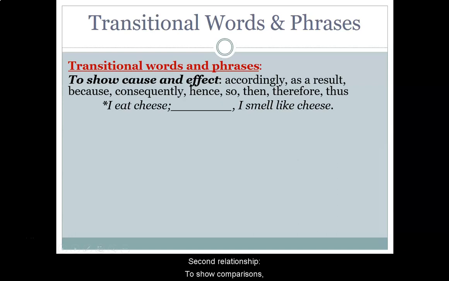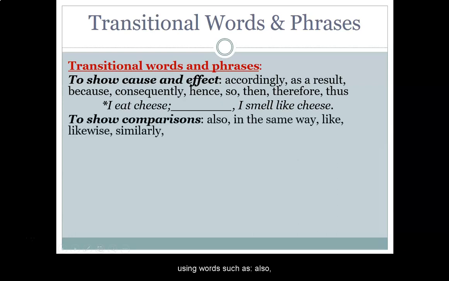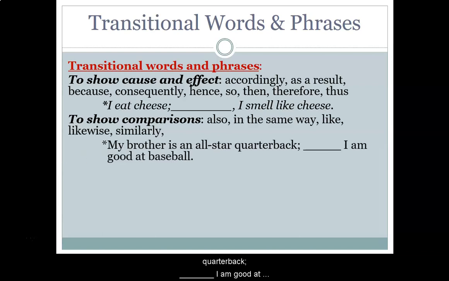Second relationship, to show comparisons, using words such as also, in the same way, likewise, like, similarly. And here's the example. My brother is an all-star quarterback, blank, I am good at baseball. Again, you'll notice that there are several possible answers from the list above. In this case, the one you pick is a stylistic choice depending on your personal voice and the audience.